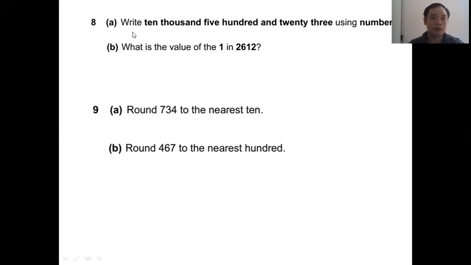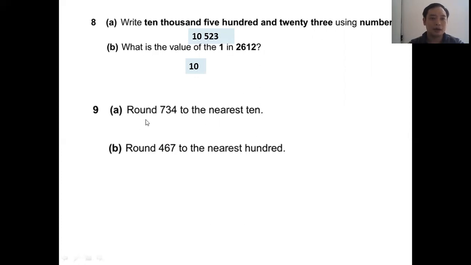Question 8. Write 10,523 using numbers. B. What is the value of the 1 in 2,612? So here the number I will write like this: 10,523. B, number 1 in here. So the value will be 10.